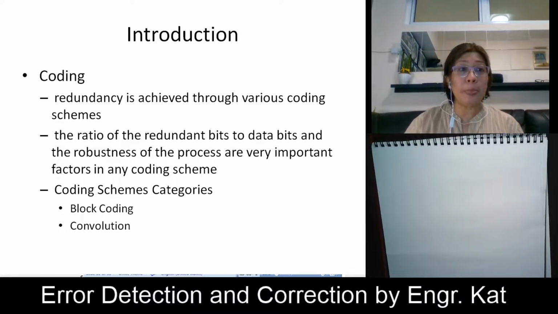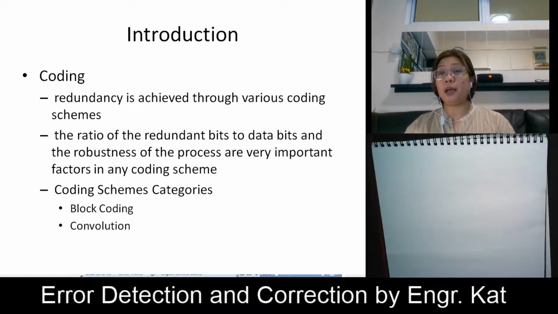One more important topic in error detection and correction is coding. So what do we mean by coding? Usually, the sender adds redundant bits through a process that creates a relationship between the redundant bits and the actual data bits being transmitted. In coding, redundancy is achieved through various coding schemes, that is, how you apply the redundant bits to your original information. The ratio of the redundant bits to the data bits and the robustness of the process are very important factors in any coding scheme. The receiver checks the relationship between the two sets of bits, the actual bits and the redundant bits, to be able to detect errors.